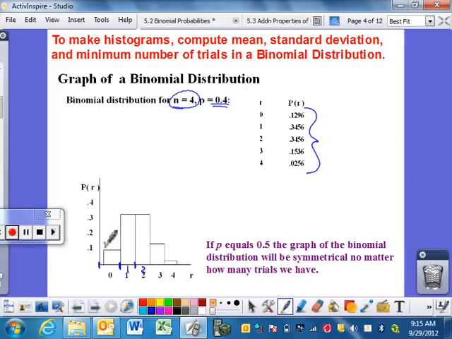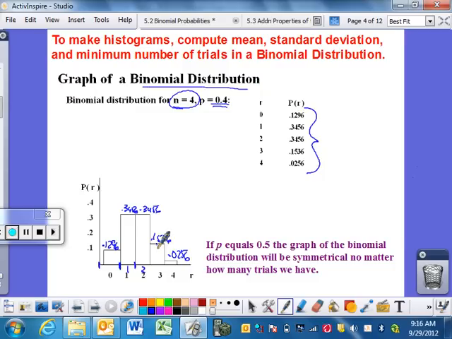So the first one is the 0.1296. The second one and the third one are the 0.3456, accordingly, straight across. And then the 0.1536 and the 0.0256. So that's as simple as it has to be. You can do this for any n and any p, and that's all they ask you to do. So if I ask you to graph a binomial distribution, that's what I'm asking you to do, is just put all the possibilities onto a graph.